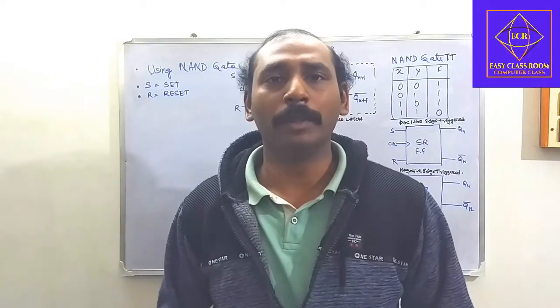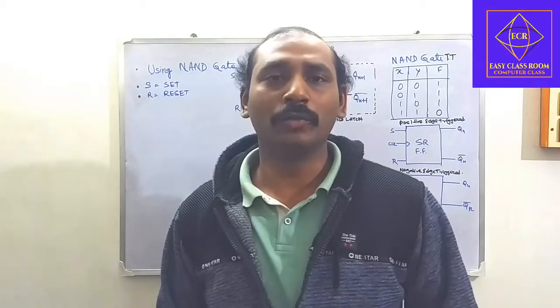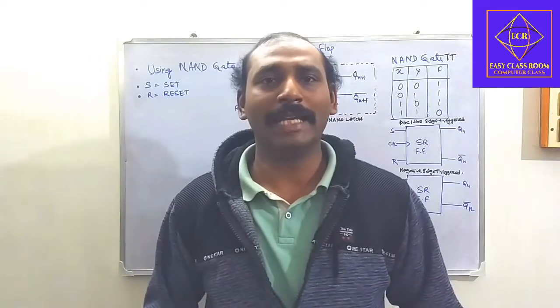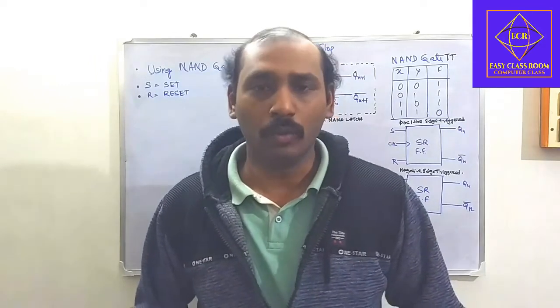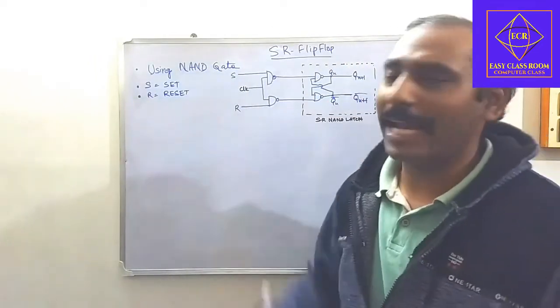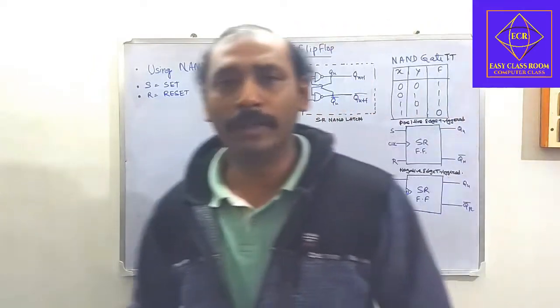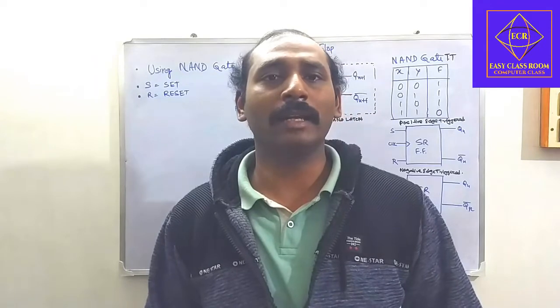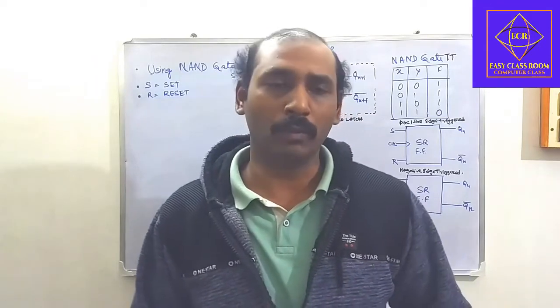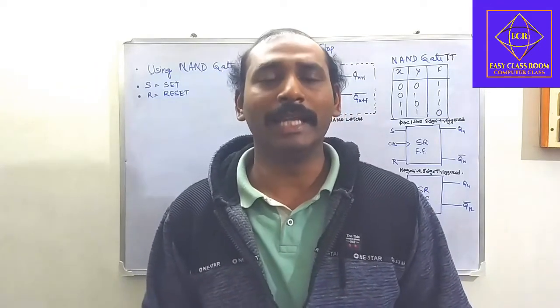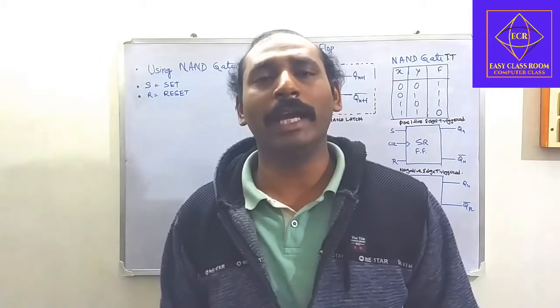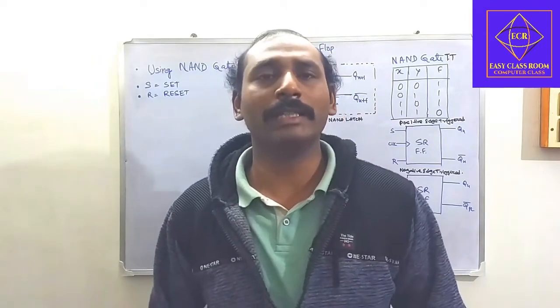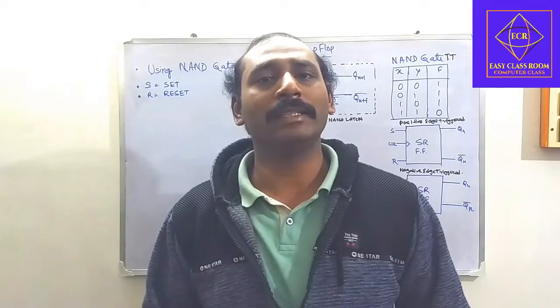For the flip-flop, we know that there are two versions. One is the NAND version and another is the NOR version. So what we have here is the NAND version of the SR flip-flop. From the previous lecture, we know there are two types of triggering methods, and one of them is edge triggering. Within edge triggering, we have two processes. One is positive edge triggering and another is negative edge triggering.